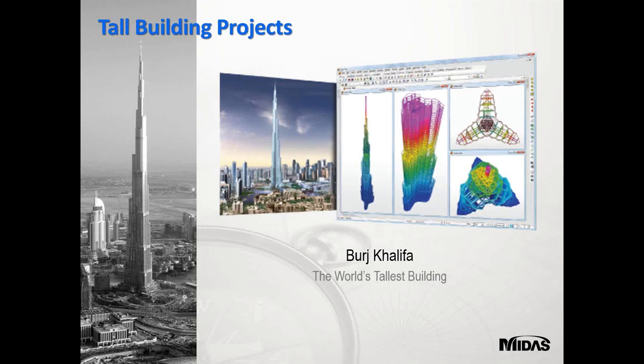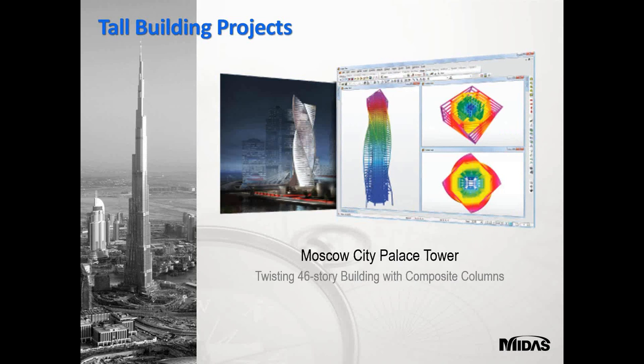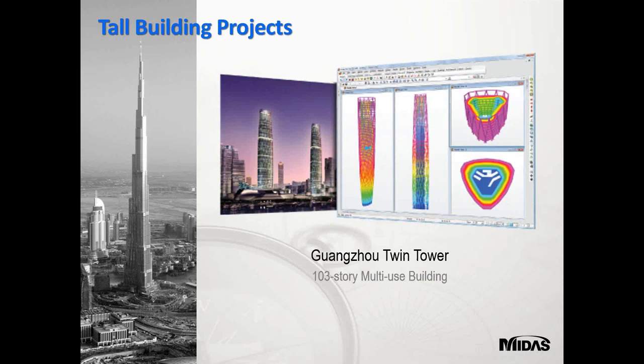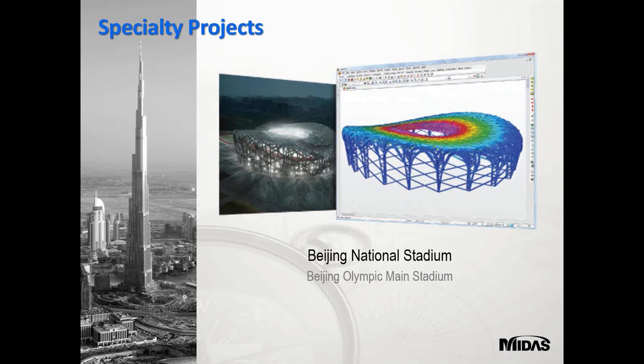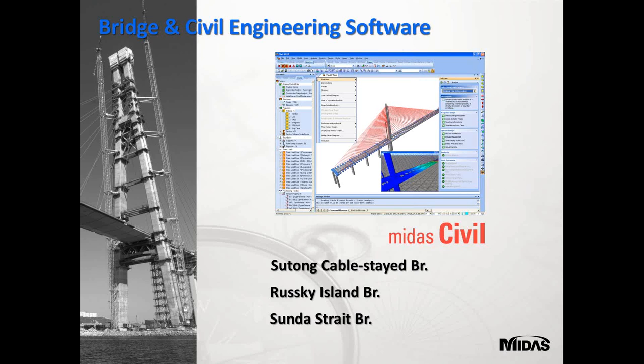In terms of just a few of the projects that have been done using Midas Gen, we already mentioned Burj Khalifa, currently the world's tallest building. We also have the Moscow City Palace Tower. We have the Guangzhou Twin Tower, but not only buildings, as I mentioned, we have stadiums, so Beijing National Stadium, and so on.